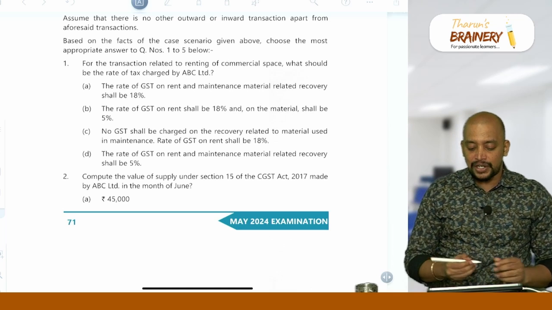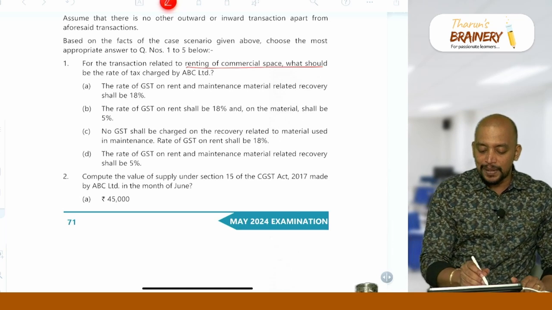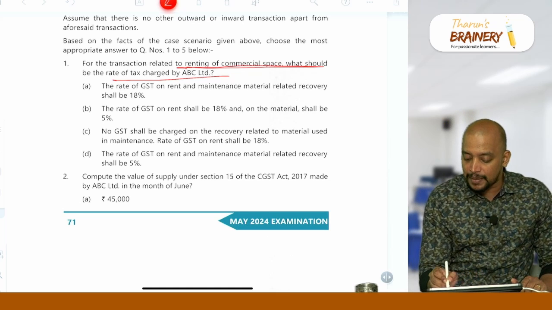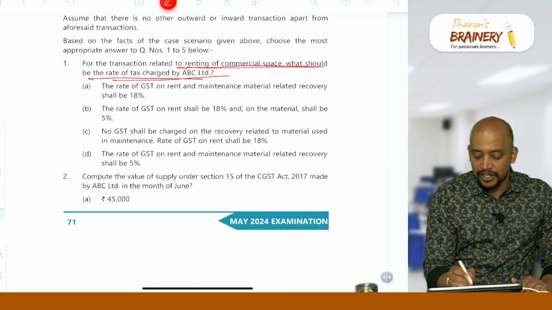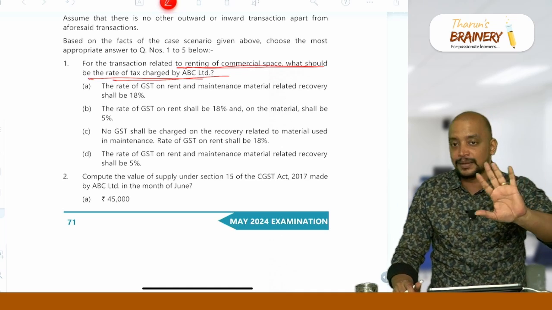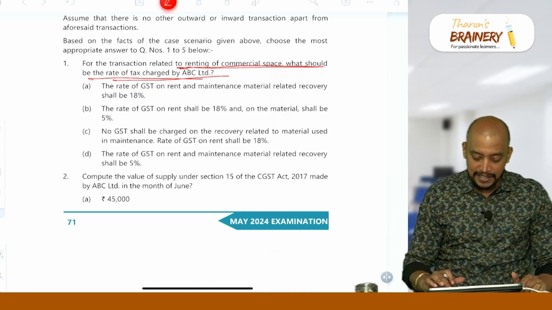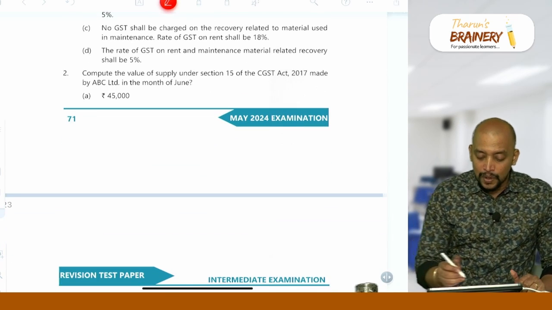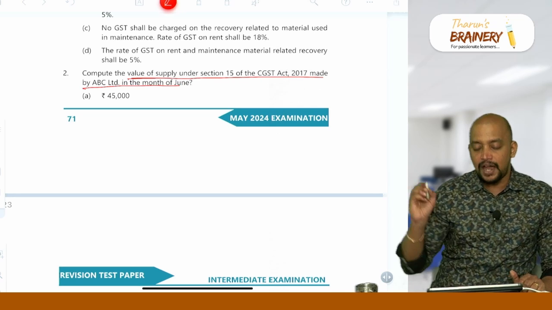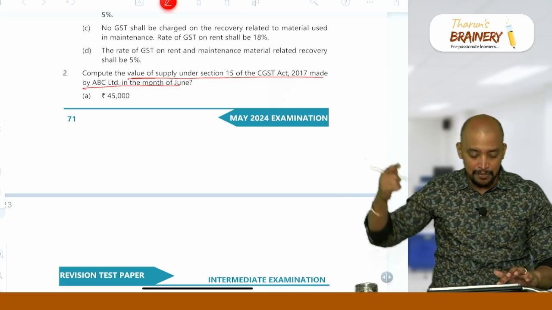For the transaction related to renting of commercial space, what should be the rate of tax charged by ABC Limited? So some renting of commercial space, what is the rate of tax that they are asking? Means there is something related to composite, mixed, something of that sort. So that one question is there, renting of commercial space. Then second question, what is the value of supply under section 15 made by ABC? So we have one question on value of supply also. So while reading, we need to keep that in mind.